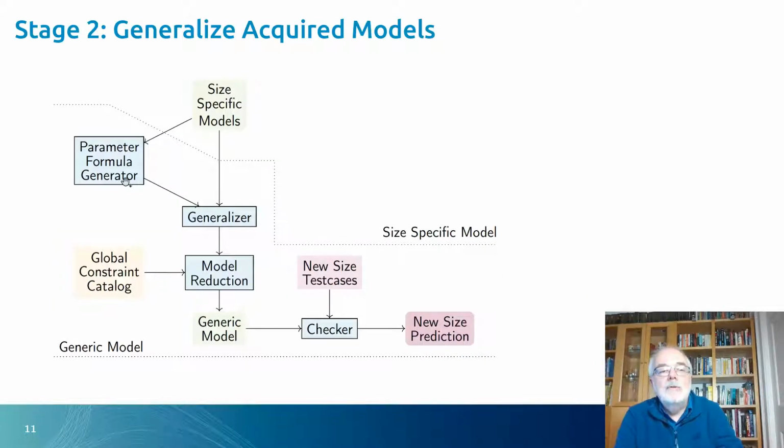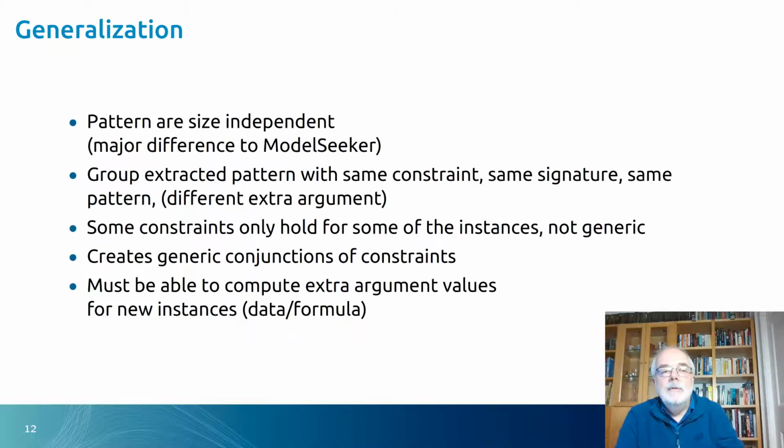Now, if we want to generalize this, we first have to systematically replace these fixed parameters by parameter formulas that tell us how to actually derive them for a generic problem, and then feed that into our generalizer. And the generalizer doesn't do very much. It basically just groups together constraints with the same signature and the same pattern, but different extra arguments. If we find a constraint pattern that occurs in every instance, then this is a generic constraint that we want to keep. Some of the constraints only occur in one or a few of the instances, and therefore they are not generic. We throw them away. And so we get generic conjunctions of constraints.